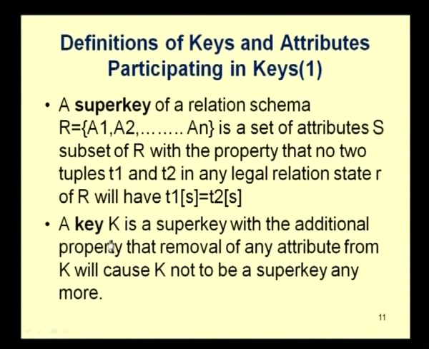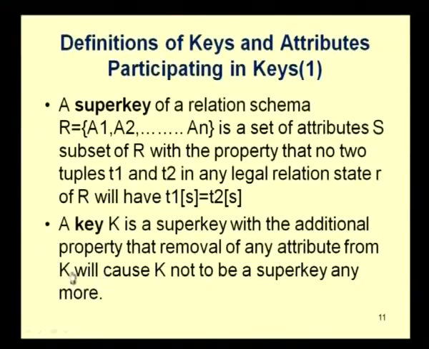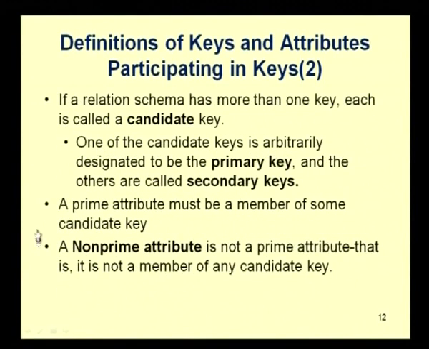A key K is a super key with the additional property that removal of any attribute from K will cause K not to be a super key anymore. This is the definition of key that we are giving here. So, you have super key and you have key. A super key is a set of attributes that will uniquely identify tuples. Now, out of that super key, if you remove any attribute and it causes K not to be a super key, then K is called a key.